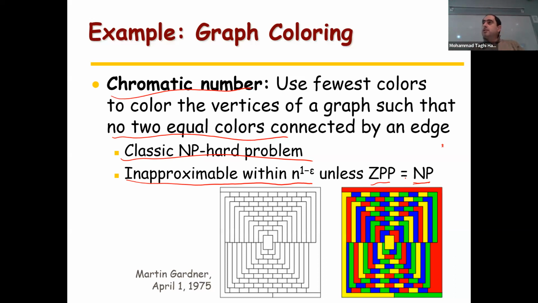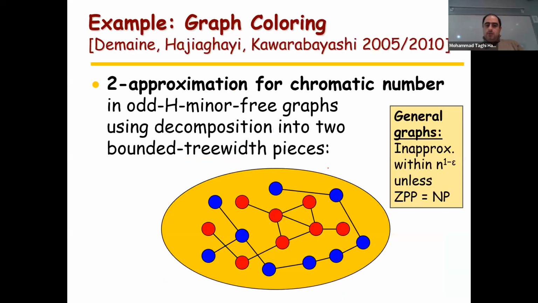It means that if a graph is given to you, you just color each vertex with a different color. Then you have n vertices, and you are not very far from the best thing that you can get in polynomial time. So these results give the first two approximation for the chromatic number of odd H minor free graphs and of course H minor free graphs.